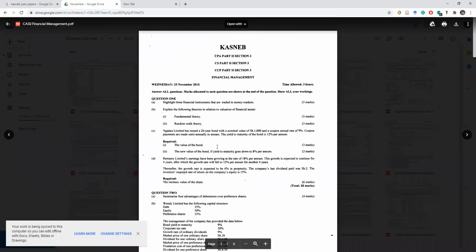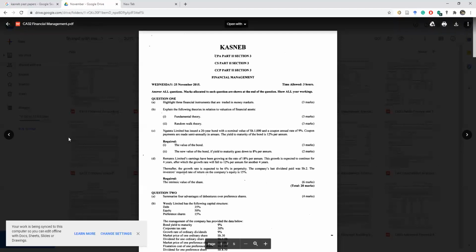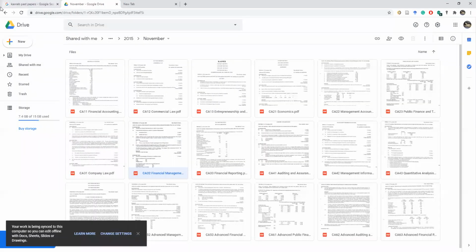Some of the questions will be asking you, for example, this question 1A is asking you to highlight 3 financial instruments that are traded in the money market. So some questions are discussive, and some will be asking you to do calculation. But as I mentioned, it will be like 70% calculation and 30% discussive questions. And we shall come back later on, but you know how to access them now.